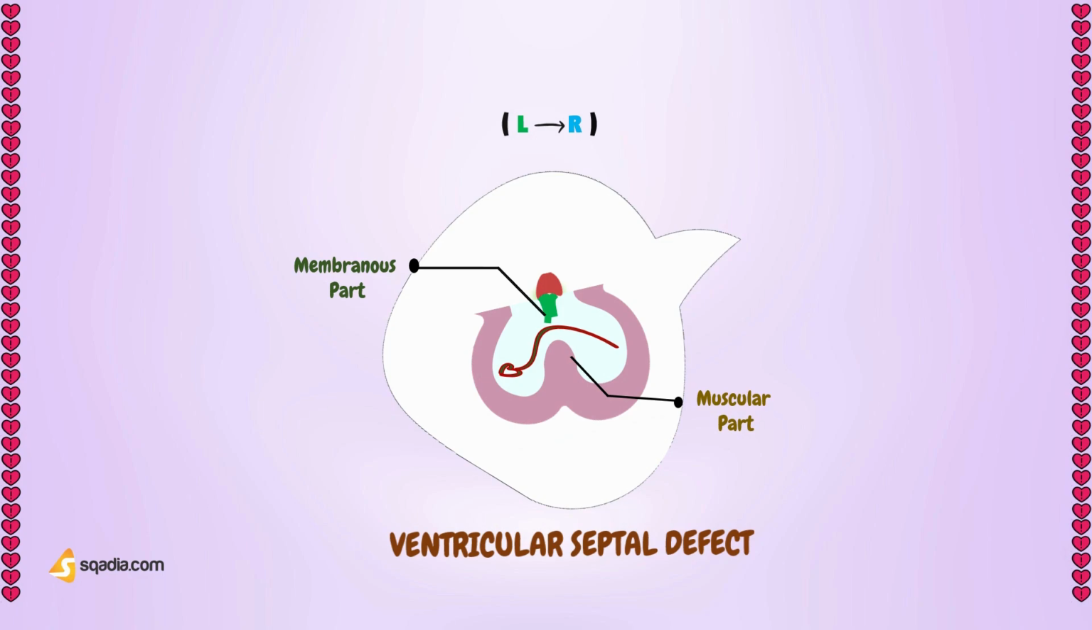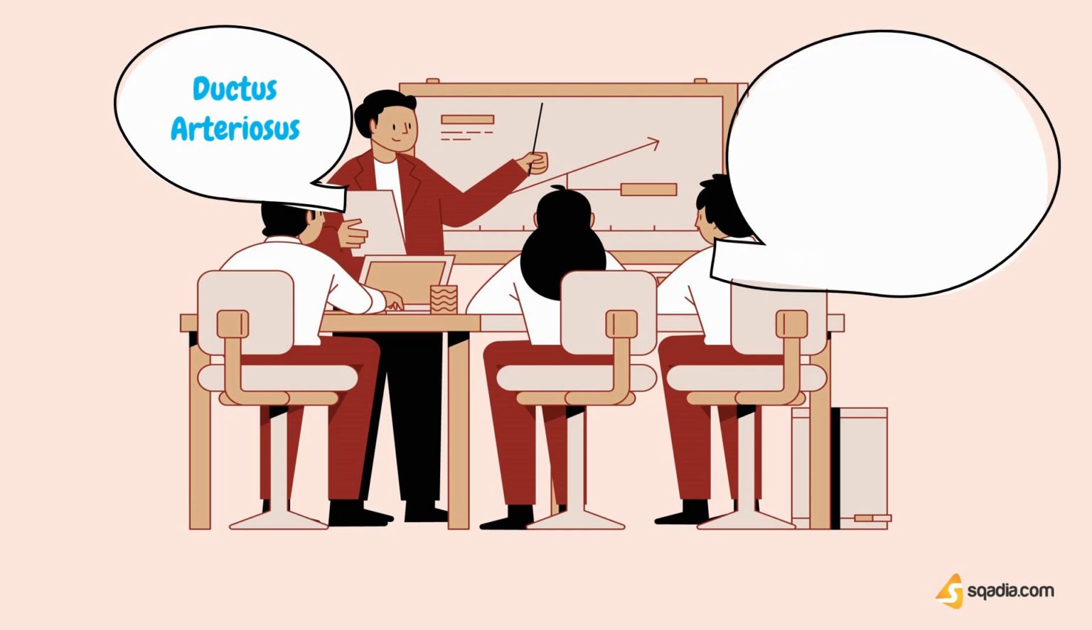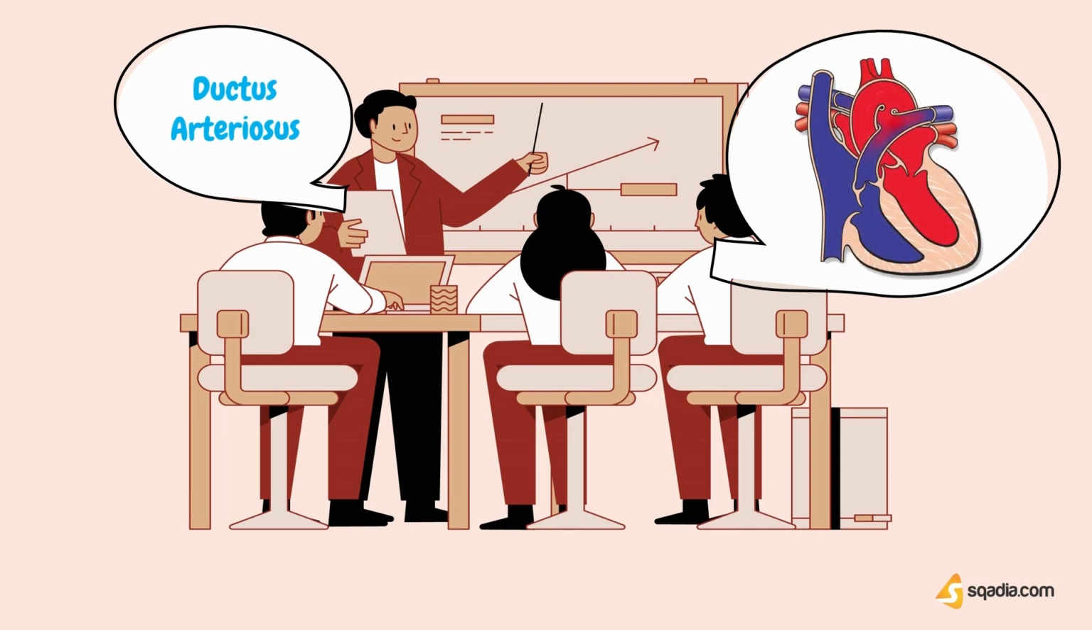Now, moving to the last cardiac abnormality of the first group, and that is the patent ductus arteriosus. Sir, I can recall that. What is ductus arteriosus? Well, the ductus arteriosus is a fetal blood vessel that connects the pulmonary artery to the descending aorta. Yes, class. Now, in patent ductus arteriosus, the ductus arteriosus does not close.